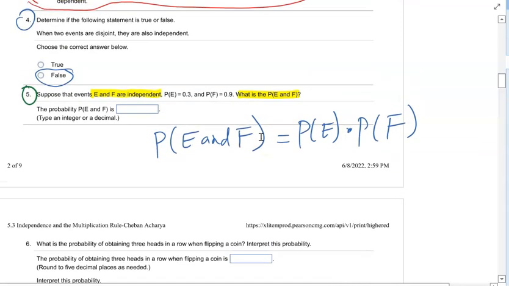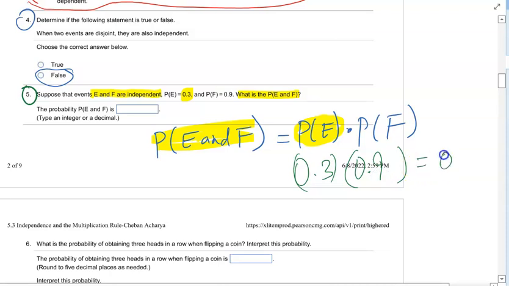And now you're looking for this, and you have a value for the probability of E, which is 0.3, times the probability of F, which is 0.9. You multiply, and you get 0.27. That's the answer.